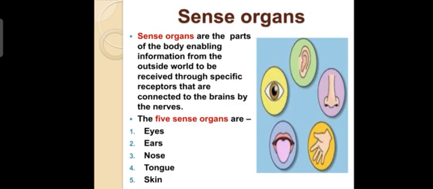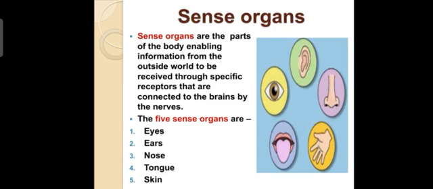Eyes are the organ of sight. It tells us about the colors, shape, size, distance, and position of things. Ears are the organ of hearing. They tell us about the kind of sounds that we can hear: loud, soft, sharp, dull, pleasant, and unpleasant.